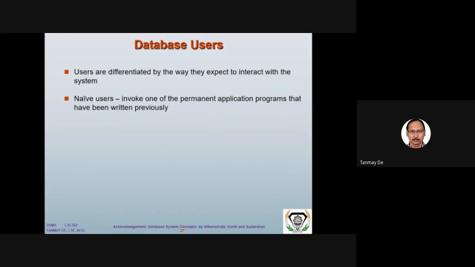The naive user has no computer knowledge, or maybe the minimum knowledge of the computer. Such users invoke one of the permanent application programs that have been written previously for the database system. Through these application programs, naive users can access the database. Naive user means no computer experience at all, or very minimal exposure. Next one is the application programmer.